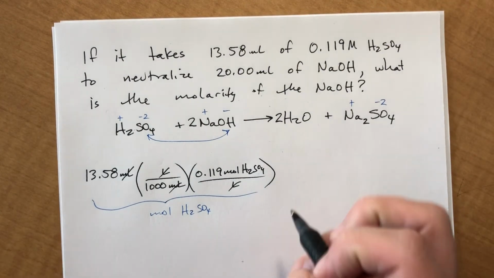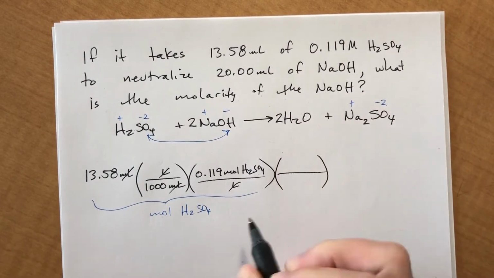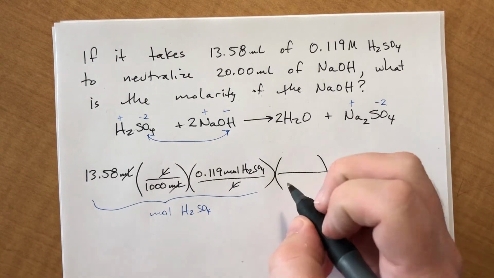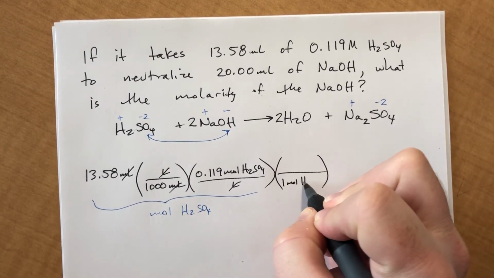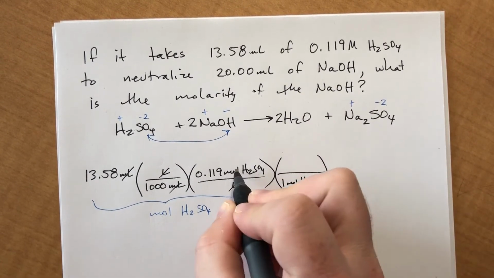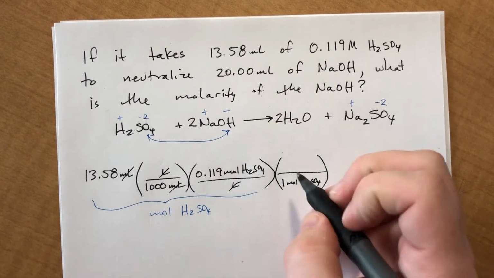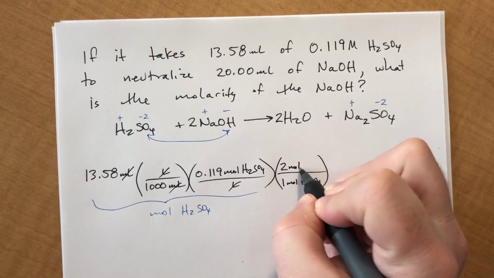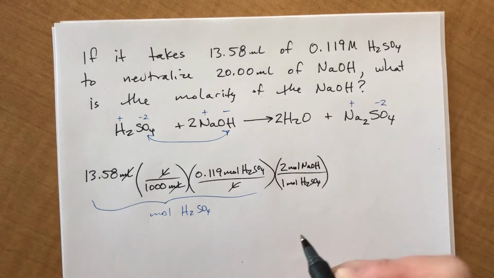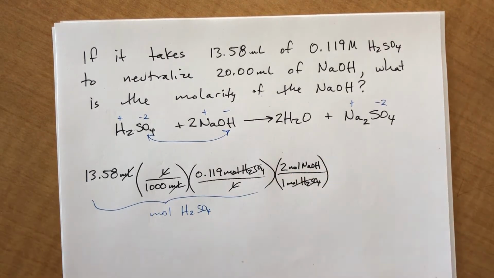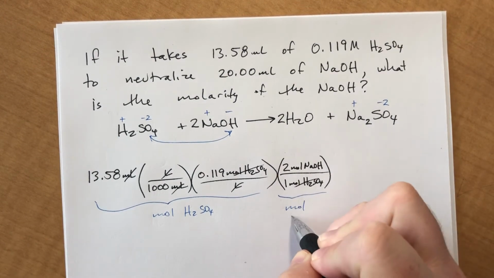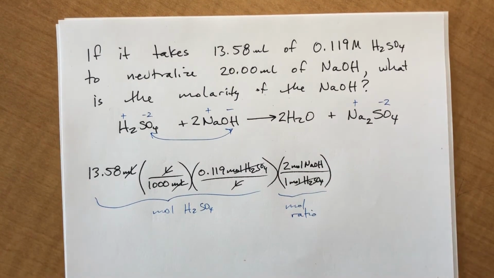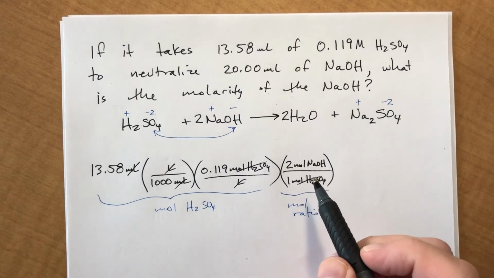Okay, the next step is the mole ratio. Based off this balanced equation, for every 1 mole of H2SO4, which is going to be on the bottom because we need it to cancel out with this one which is on top, we should need 2 moles of NaOH to cancel it out. Okay. Now, here's where the problem's a little bit different than the last one. So I guess I could label this mole ratio. If we canceled everything out right now, we would have moles of NaOH.